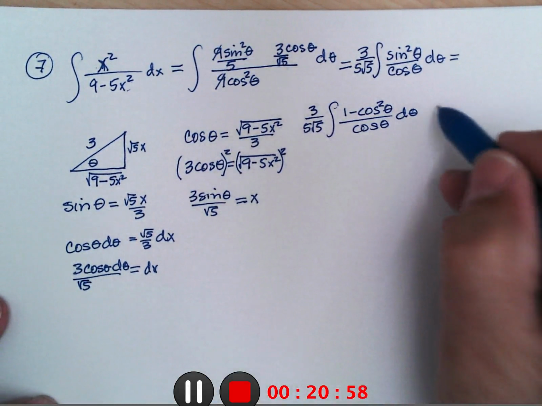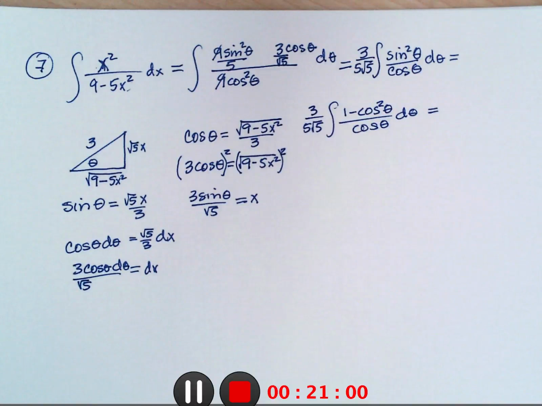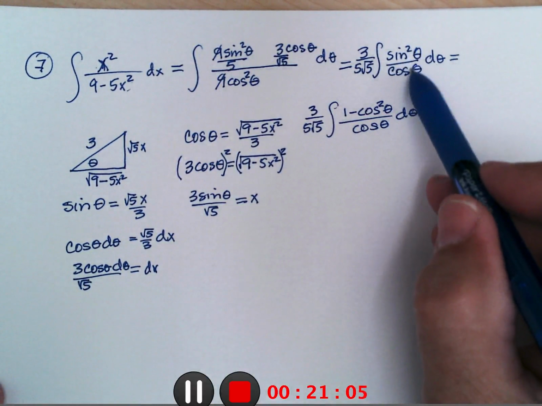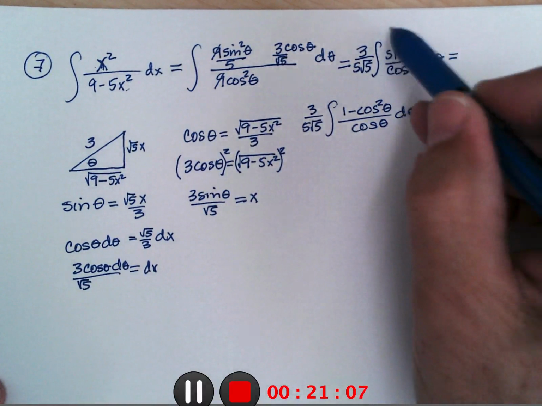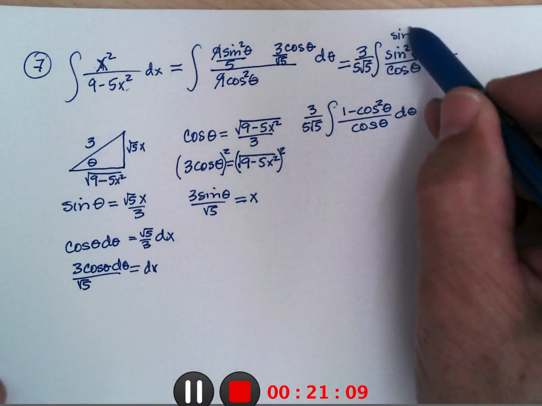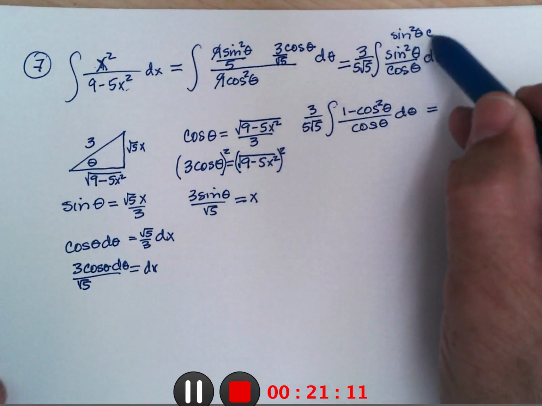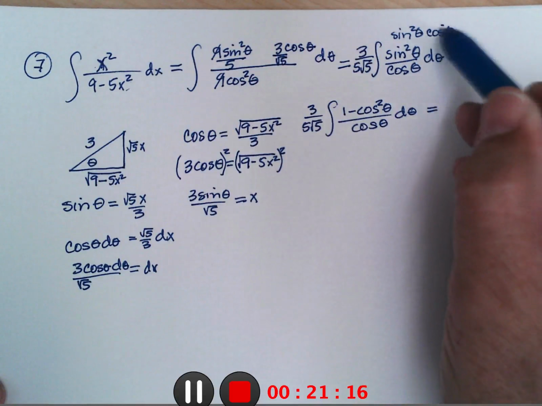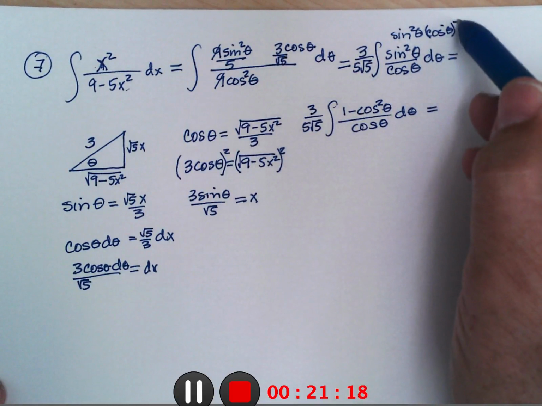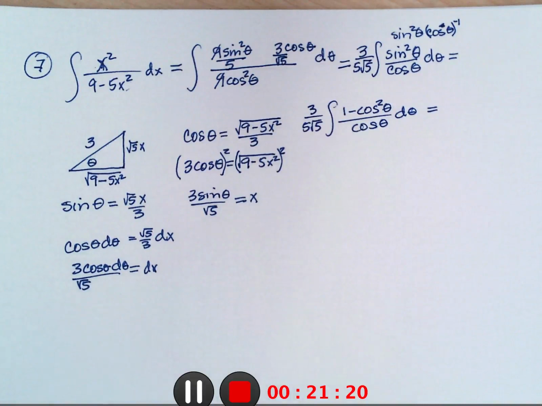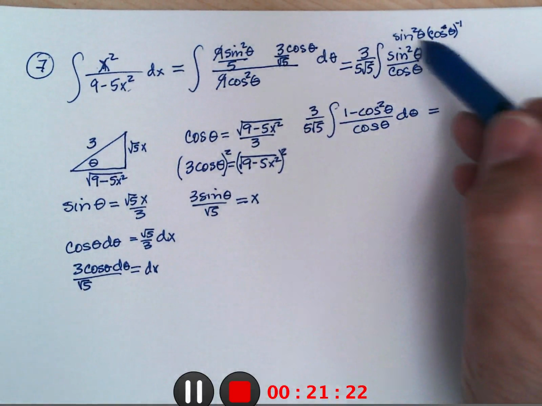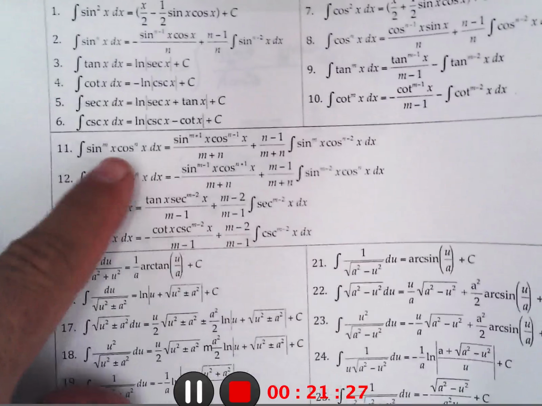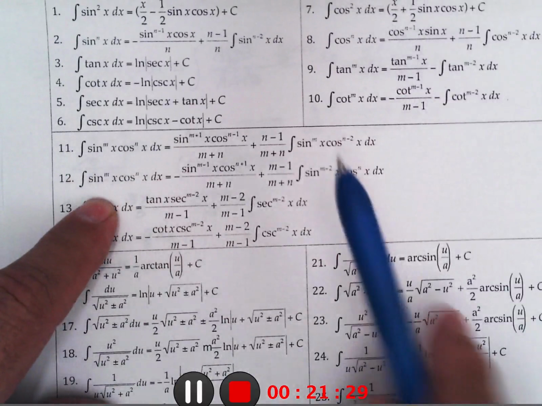This is different than I did it in class. What I did in class was I said sine squared, and I could think of this as sine squared theta times cosine to the minus 1 theta, not inverse. I don't want to put it there because that makes it look like inverse. And if I use that formula, I could go to either 11 or 12. And I want to look at those carefully.